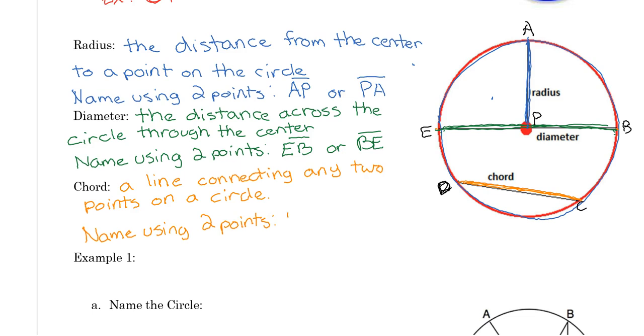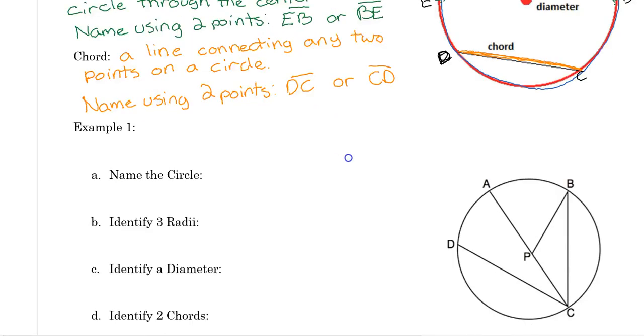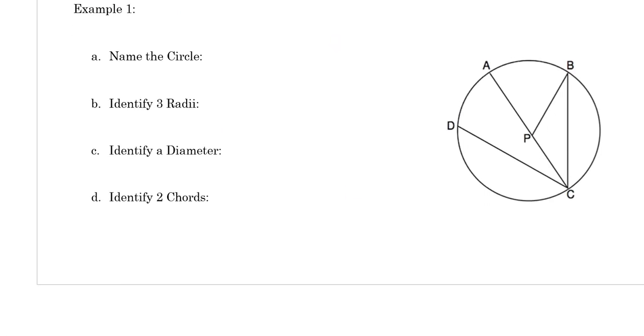So I can name it DC, going this way, or again, I can go the opposite way and name it CD. Those are some of the things that we're going to look at in this target. Now we're going to look at some examples of naming them in this circle.